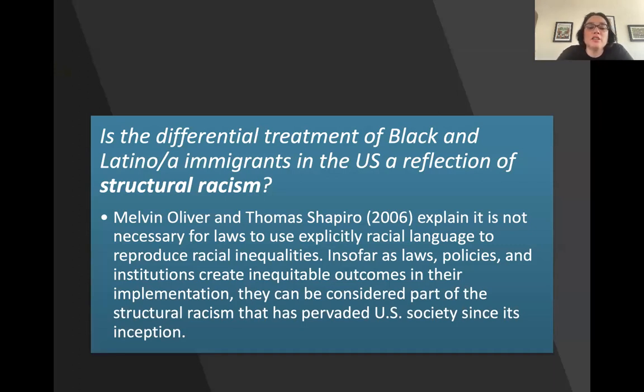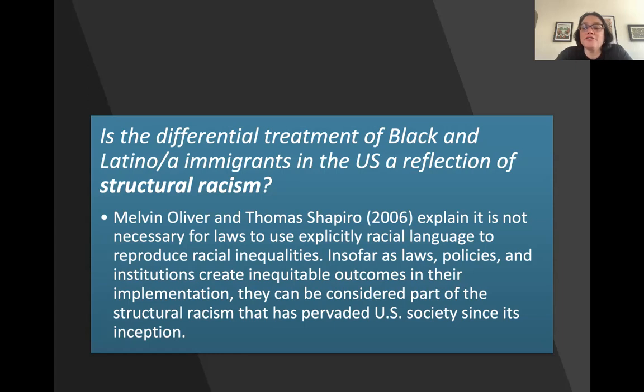So is the differential treatment of Black and Latino immigrants in the US a reflection of structural racism? Melvin Oliver and Thomas Shapiro explain it is not necessary for laws to use explicitly racial language to reproduce racial inequalities. Insofar as laws, policies, and institutions create inequitable outcomes in their implementation, they can be considered part of the structural racism that has pervaded US society since its inception.